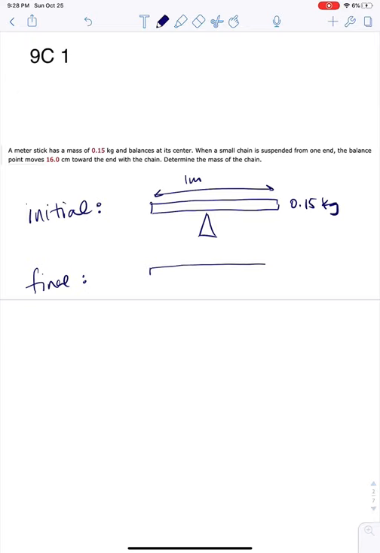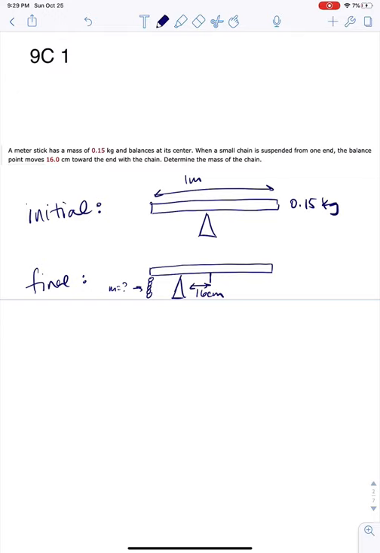Okay. Now, the final version is we've still got a meter stick. We've got a chain suspended from one end. And now the balance point moves 16 centimeters toward the end with the chain. So our new balance point is here. This was our old balance point. And this distance is 16 centimeters. Okay. And we want to know what is the mass of the chain.